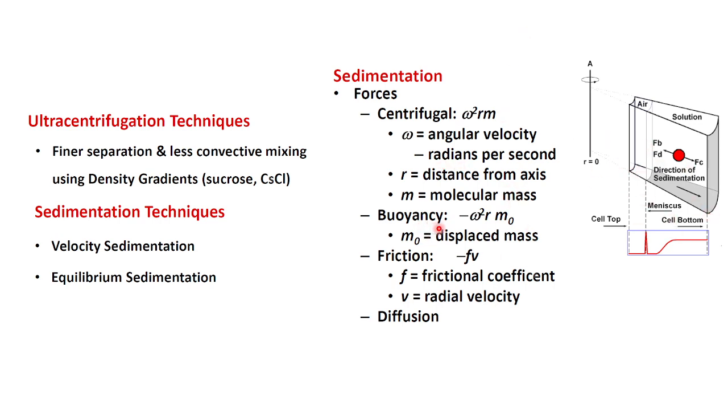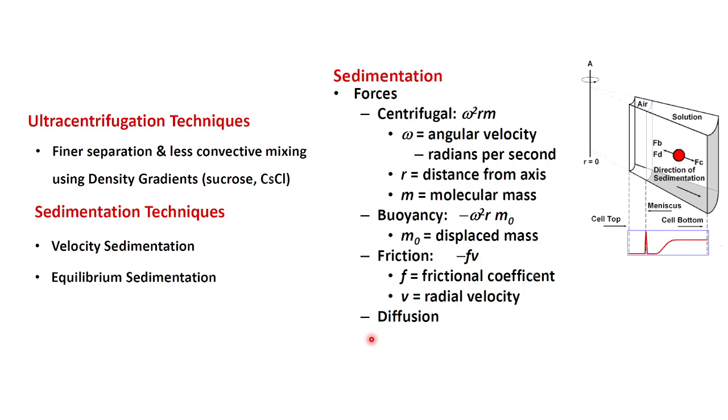Then you have the buoyancy force that is acting in the reverse direction, minus omega square r m naught, where m naught is the displaced mass. So for calculating the centrifugal force you require only the molar mass of that particle, but for the buoyant force you have the m naught, that is the displaced mass. So you can see FB.